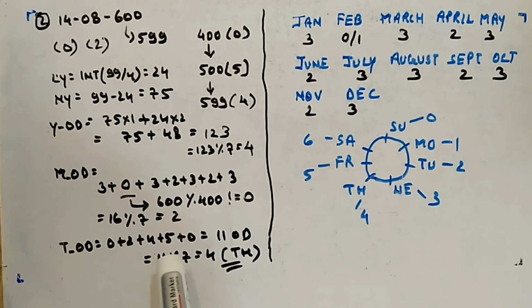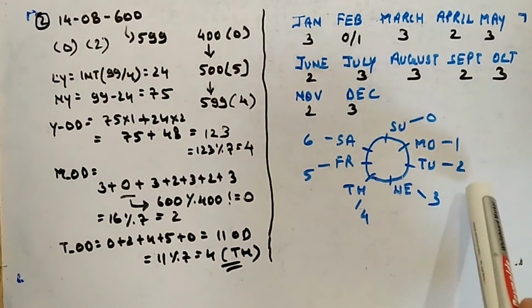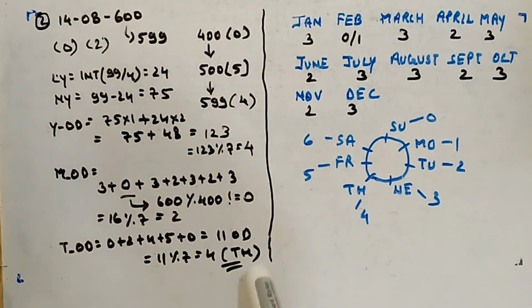0 plus 2 plus 4 plus 5 plus 0. That will be 11 odd days. Take modulo with 7, you will get 4. 0, 1, 2, 3, 4. 4 is Thursday. So 14th August 600 was Thursday.